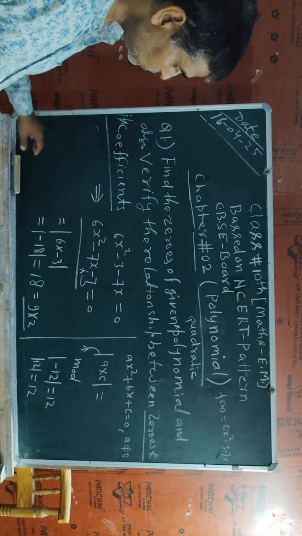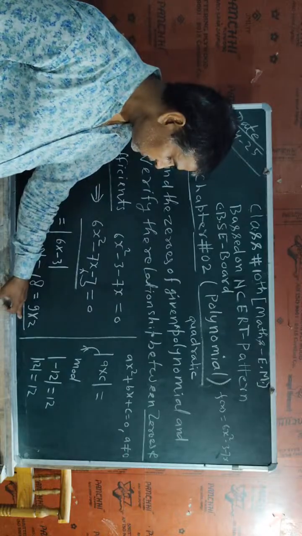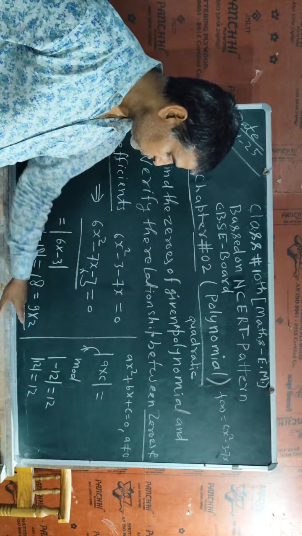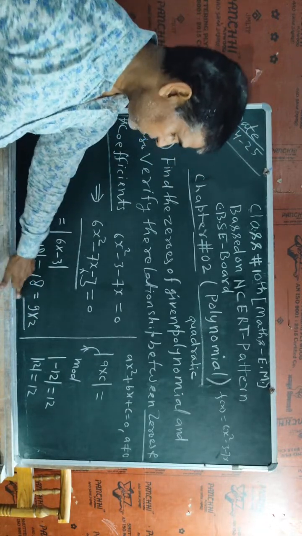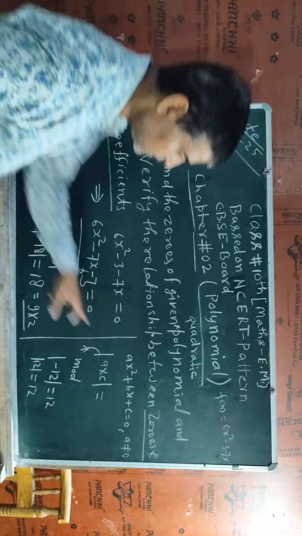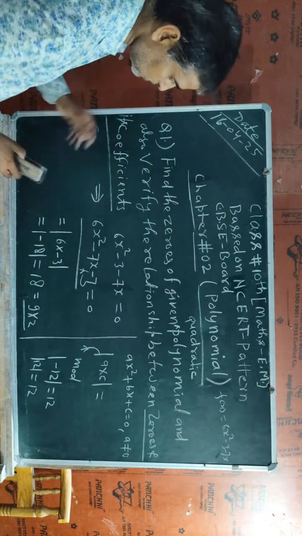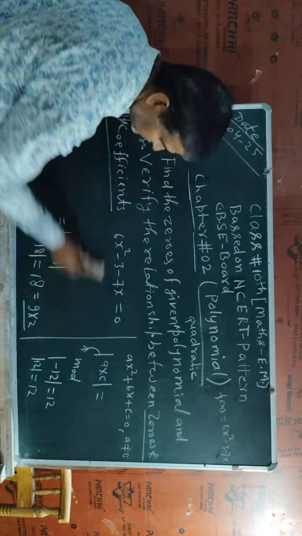Now I am going to solve this quadratic equation with the help of these factors. So I am going to remove this one, and after removing this one I will resolve. Okay, students, so I am going to erase this one and I will take its factors.